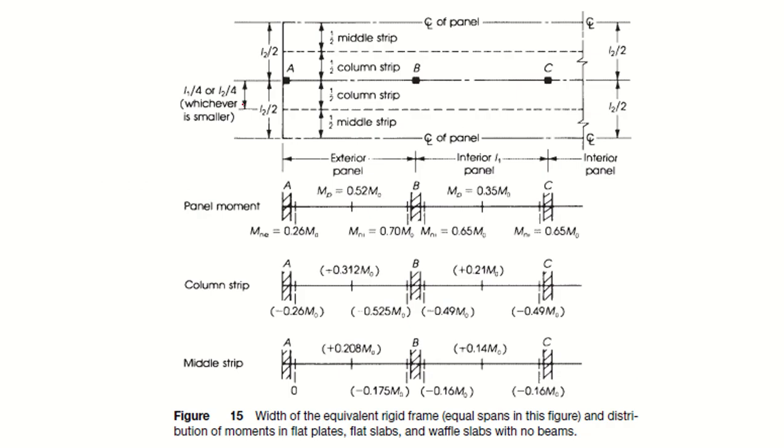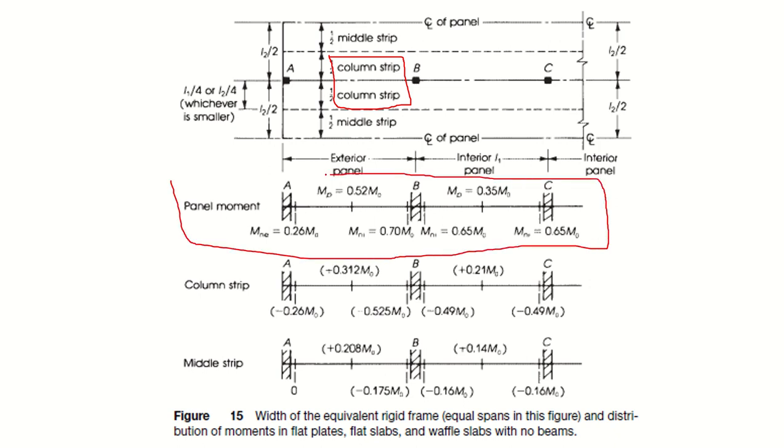So now just consider it as I already explained. The half middle strips are towards the center of the panels, and column strips are along the length of the center line or column line of this frame, right. So this is your negative and positive moment distribution, which we have done in the previous step.